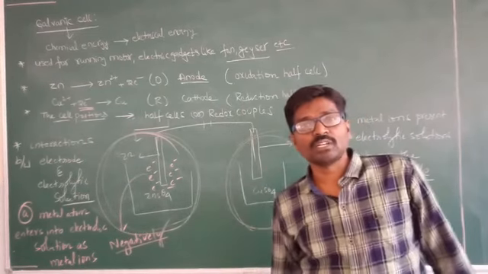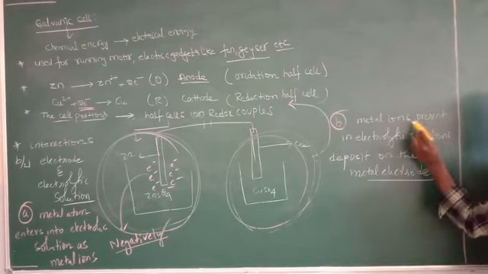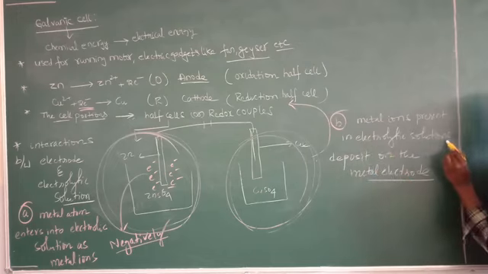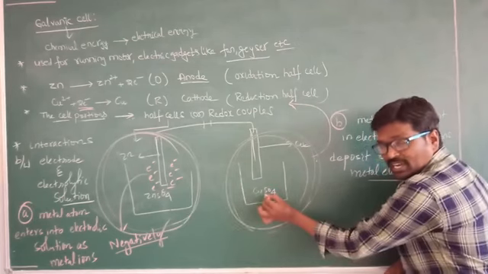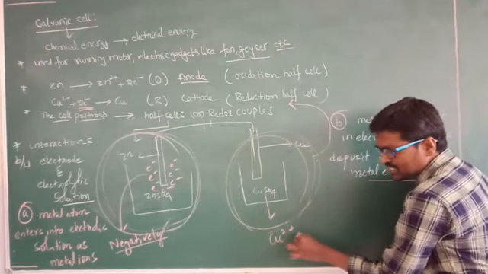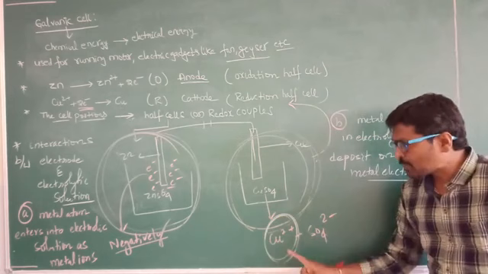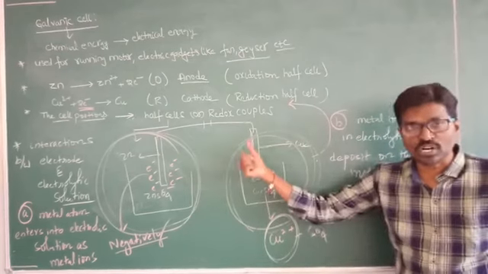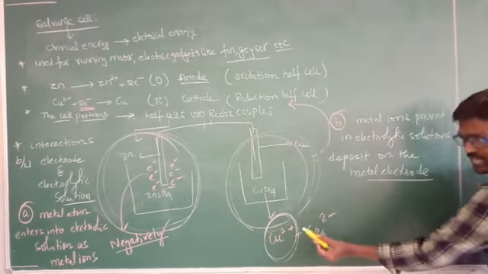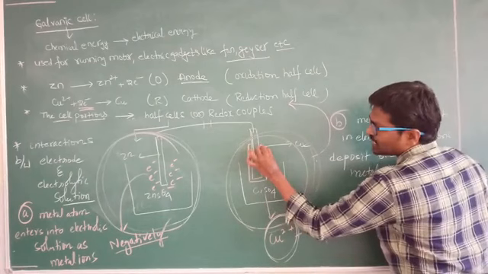Next, coming to the second possibility. Whatever metal ions are present in the electrolytic solution, they are going to deposit on the metal electrode. Best example is this one: copper sulfate is an electrolytic solution, undergoing dissociation. Due to that reason, Cu2+ and SO4 2- ions are formed. These metal ions are present in this copper sulfate solution. They move towards the copper rod and deposit on the surface of the copper rod.